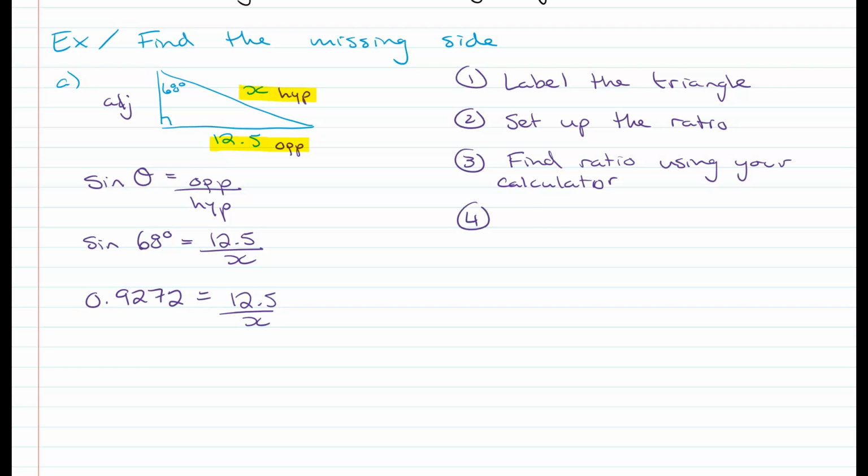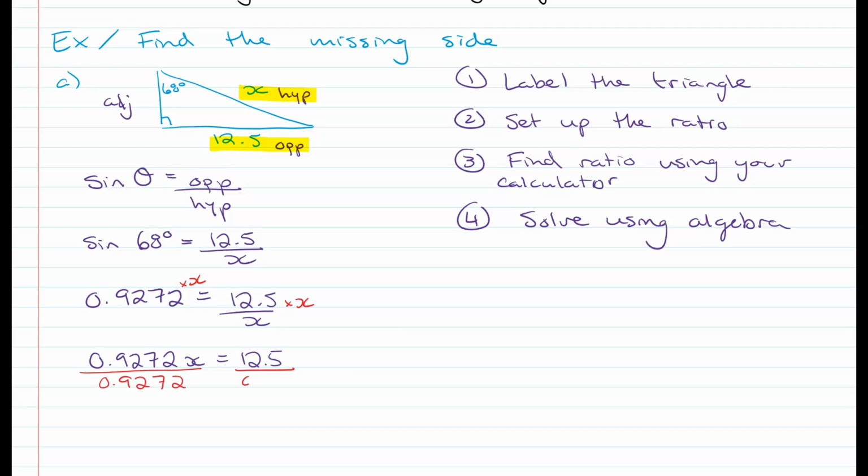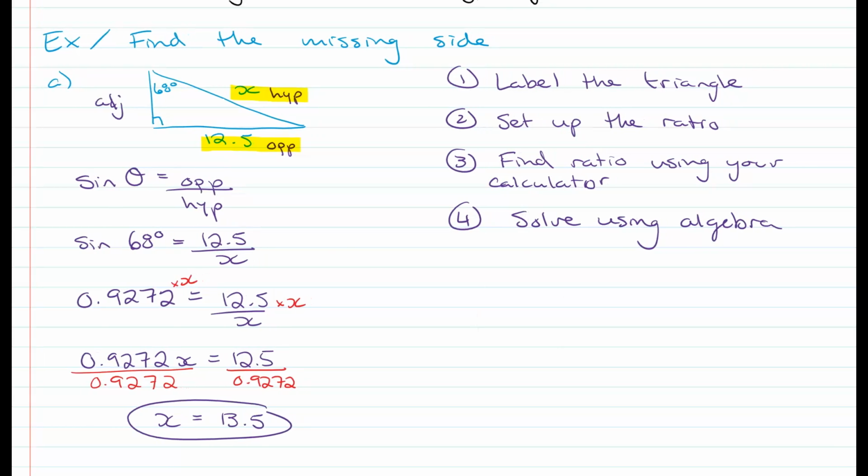And now step 4, algebra. Solve using algebra. So the x is on the bottom. I want to get rid of that x on the bottom. I'm going to multiply both sides by x. End up with 0.9272x equals 12.5. And then I'm going to divide by the now coefficient of x, 0.9272. And x equals 13.5. So that missing side, that hypotenuse, is 13.5.